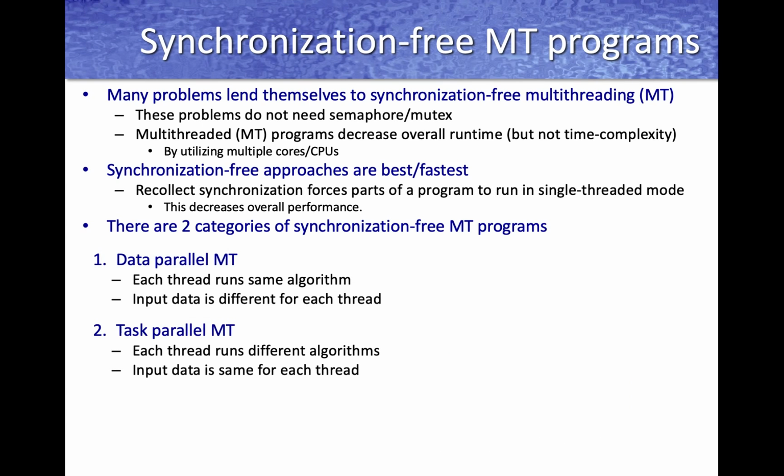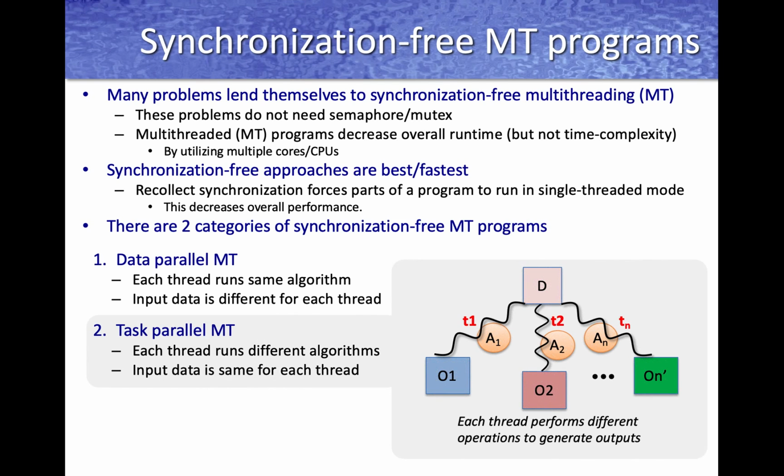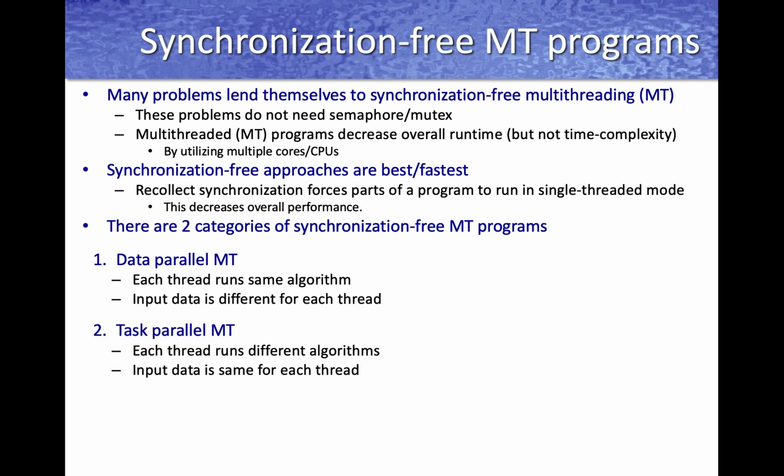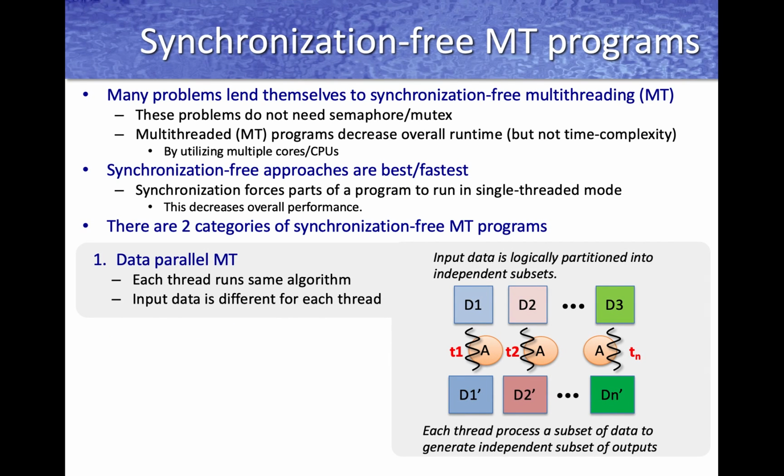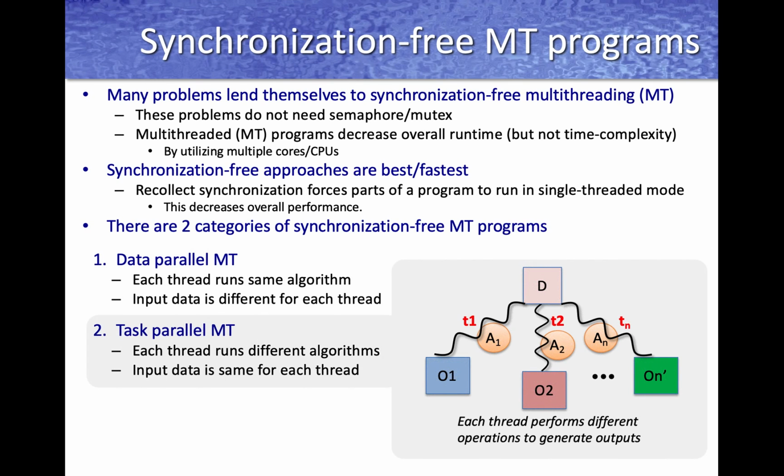The second category of multithreaded synchronization-free programs are called task parallel programs, where each thread runs a different algorithm, but every thread operates on the same input data, which is read-only, and generates different, independent outputs for each one of these threads. So the difference is that with data parallel, every thread runs the same algorithm but with different input data. With task parallel, every thread operates on the same input but runs different algorithms.